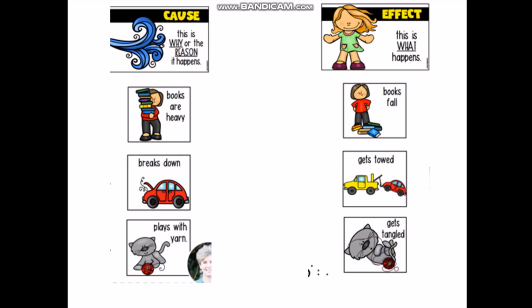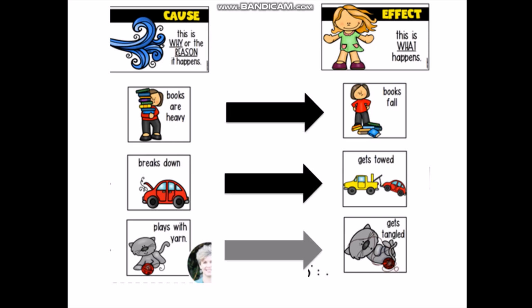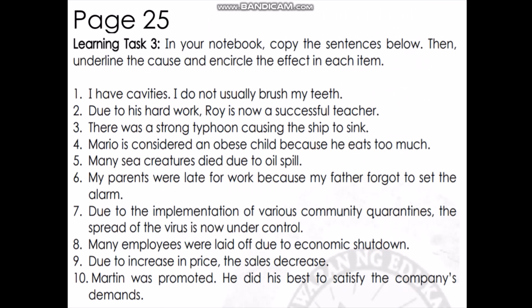Again, remember, cause is why or the reason it happens, and the effect is what happens. So here are the examples. Just remember that. Now let's answer page 25, learning task 3. In your notebook, you need to copy the sentences below, then underline the cause, and then circle the effect in each sentence. Again, underline the cause and circle the effect. You need to copy all the sentences below.